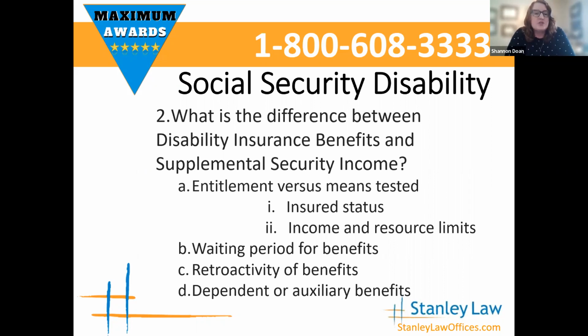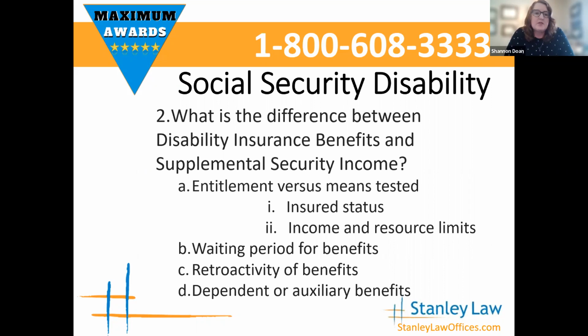Quarters of coverage are based on the amount of earnings that we have. And typically you have to have 40 quarters of coverage to be insured. 10 of those need to come in the 20 quarters immediately before you filed. Again, this is another one of those areas where it is helpful to have an attorney earlier on in the process to look at the earnings history and to break this down to see how the quarters of coverage might affect your case.